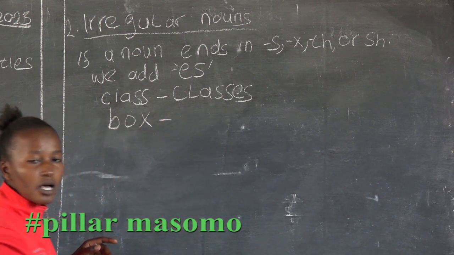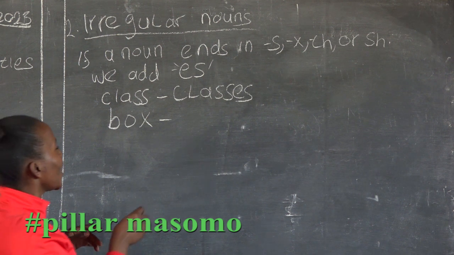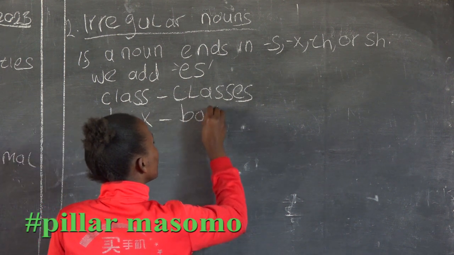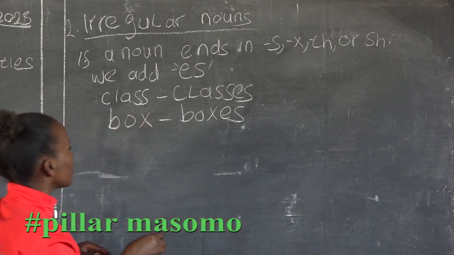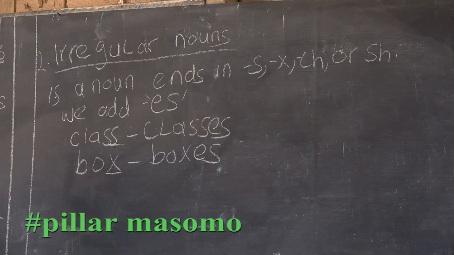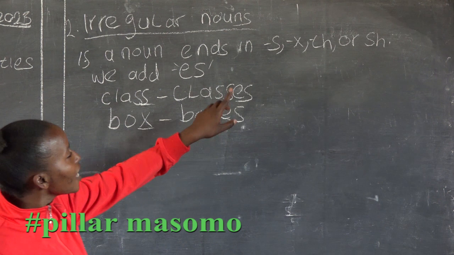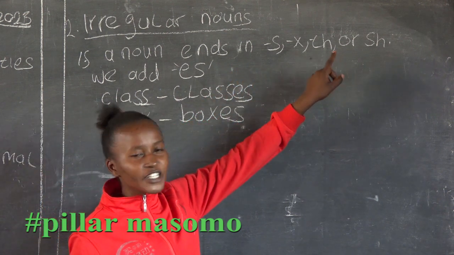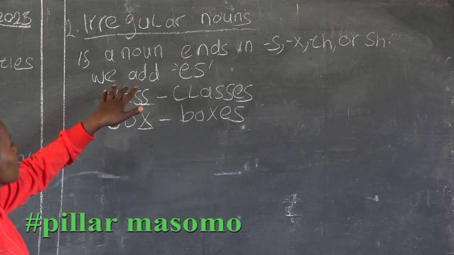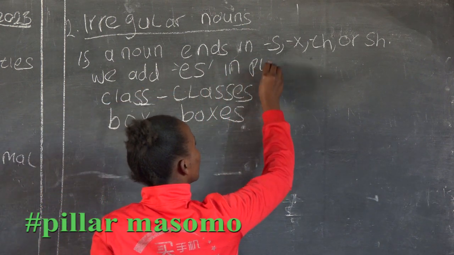The next word is box. What is the plural of the word box? Boxes. Clap for her. A nice one. A better one. And a sweet one. The word is ending with X, isn't it? Like we have written here. If a noun ends in S, X, CH, or SH, that noun we add ES in plural. Okay?